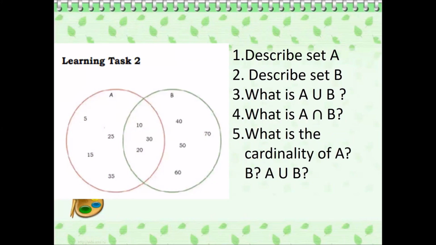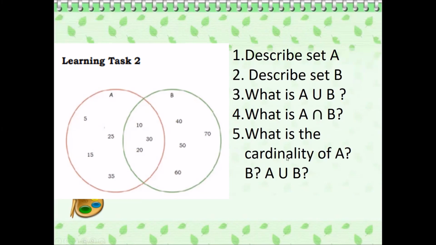Describe set A. So you need to describe all the given elements in set A. Then describe also all elements in set B. What is number 3? You will write the complete elements of the union of set A and set B. Number 4, what is set A intersection set B? So you will write the complete elements of the intersection of set A and set B.